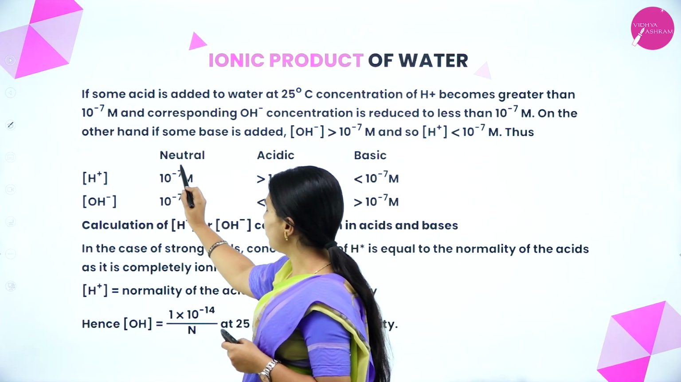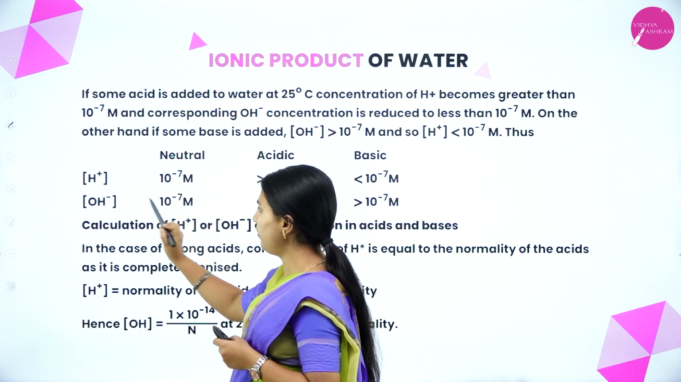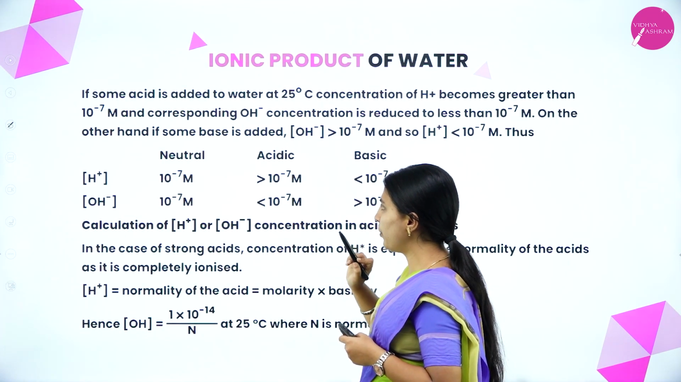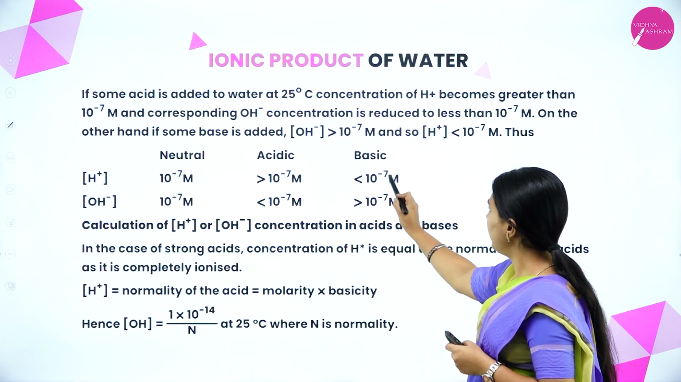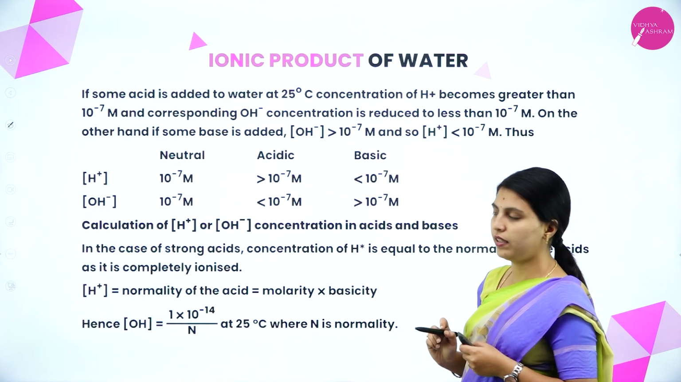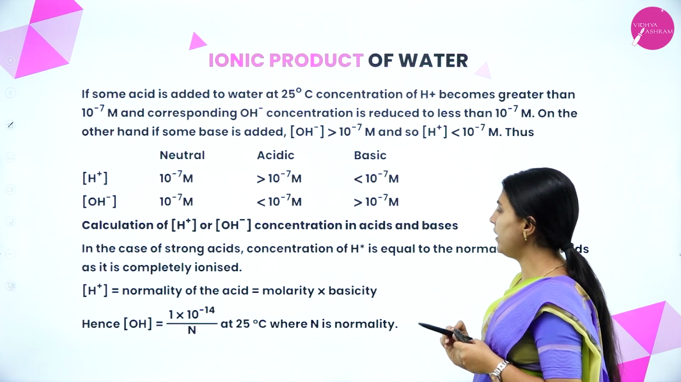See here, neutral is 10 to the power of minus 7 molar and 10 to the power of minus 7 molar. Both concentrations are equal. Acidic means H plus greater than 10 to the power of minus 7, and the basicity will be less. Here, for basic, H plus will be less than 10 to the power of minus 7.